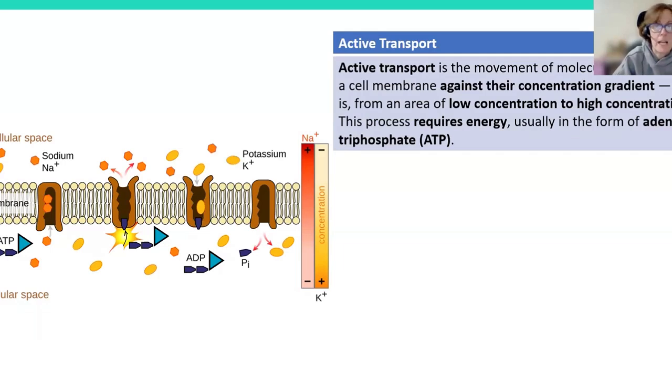So this process requires energy, usually in the form of something called ATP. And that's a chemical which gives energy in the cell. So sometimes people talk about it as the energy currency of the cell, but it's just basically a molecule that we can change slightly to release energy in our cells.